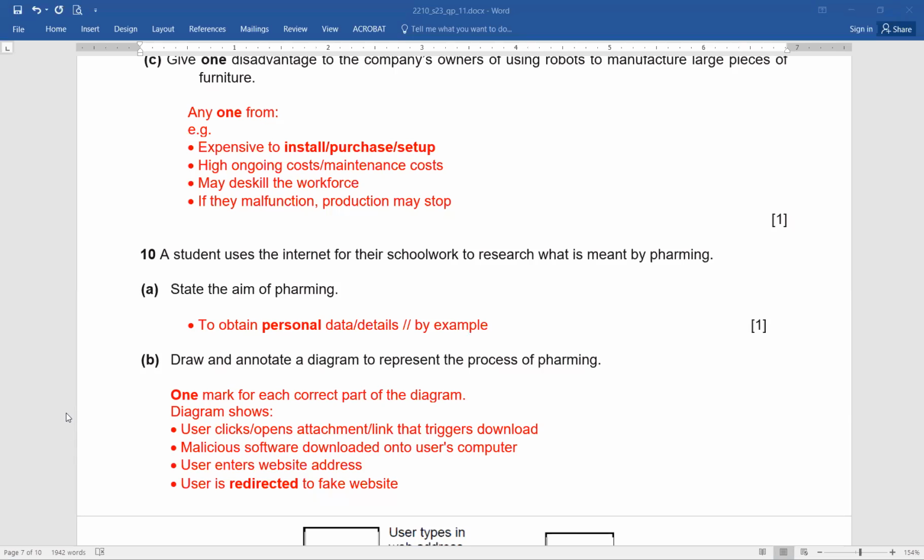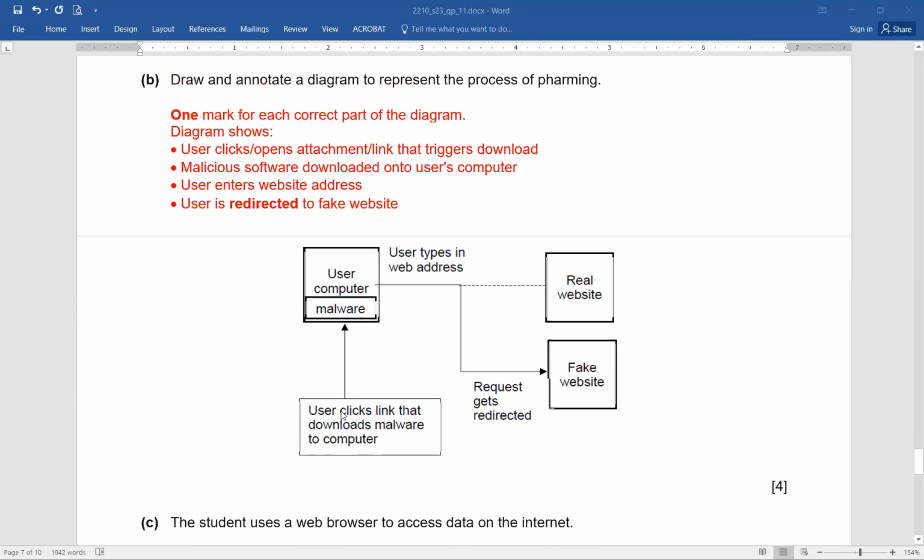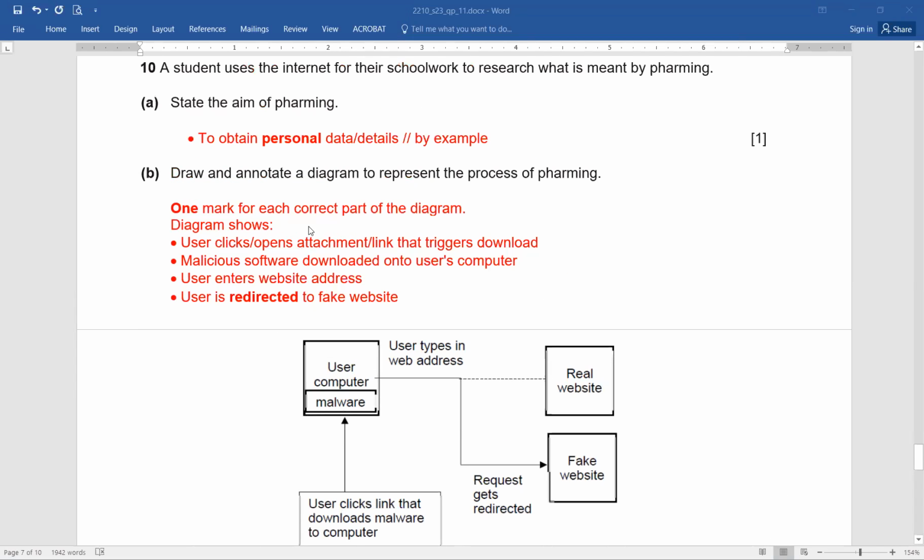Okay. Now draw and annotate a diagram to represent the process of farming. So you can see here, it's a 4-mark question and 1 mark for each correct part of the diagram. Diagram should show user clicks or opens attachments or links that trigger a download. Malicious software is downloaded onto the user's computer. User enters the website address and is then redirected to a fake website. So this is the process of pharming. Here they are asking about the pharming process. If your diagram deals with all these 4 points, then definitely you will score 4 out of 4.